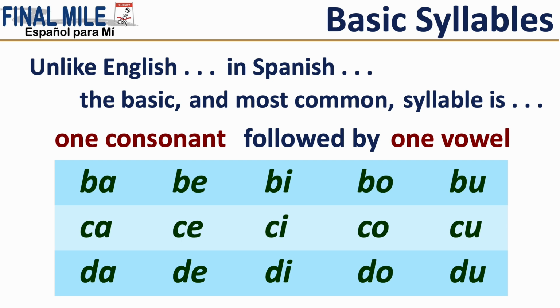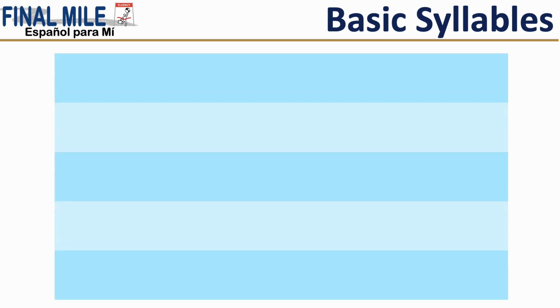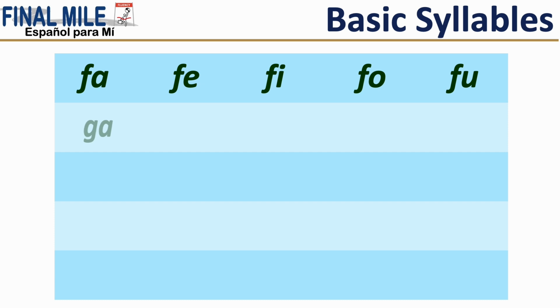Read them out loud. Da, de, di, do, du. Notice that the sound of the vowel doesn't change. Read them out loud. Fa, fe, fi, fo, fu.